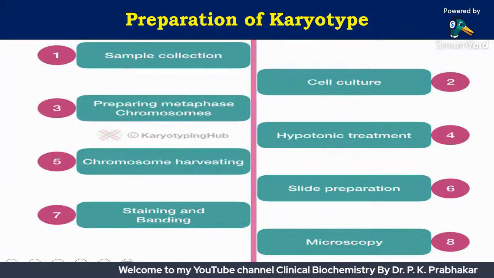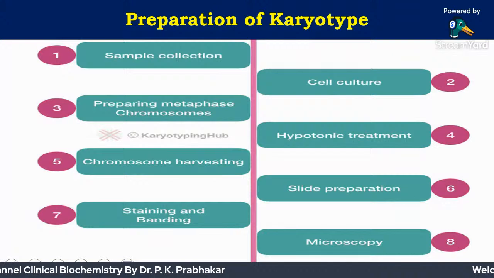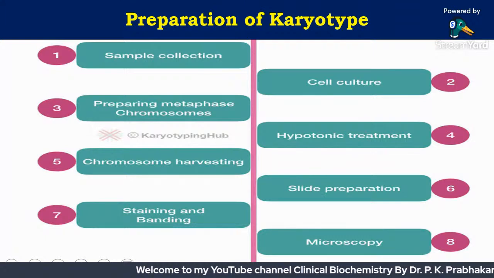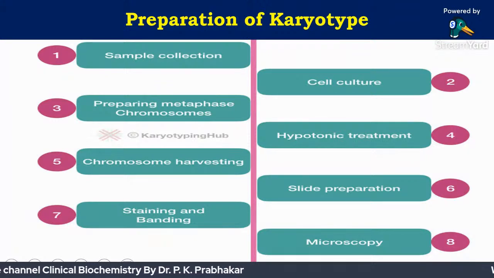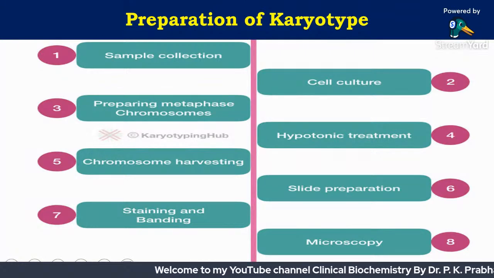Then we are going to prepare the metaphase chromosomes. In the metaphase, chromosomes are arranged well, in their most condensed structure. So we need that for karyotyping. To fulfill this aim, we need to arrest the cells in the metaphase stage of cell division. Most commonly, as I have told you, we use colchicine in the culture to prevent spindle formation, and therefore cell division is arrested at the metaphase.